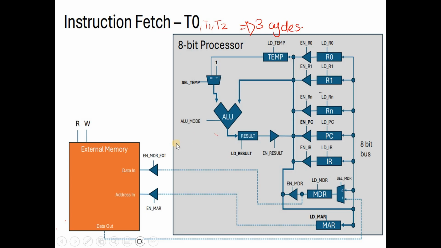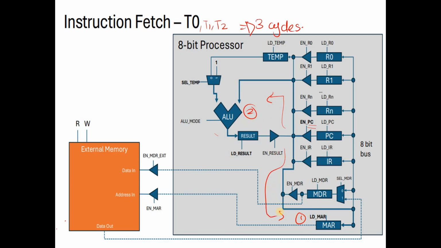Okay, so let's go over it. What's going to happen is the PC, the program counter, is going to send its value to the bus. The program counter sends its value to two components. First it's going to send it to MAR and then to ALU. So the value of the PC is copied into 2 places, into MAR and into ALU.